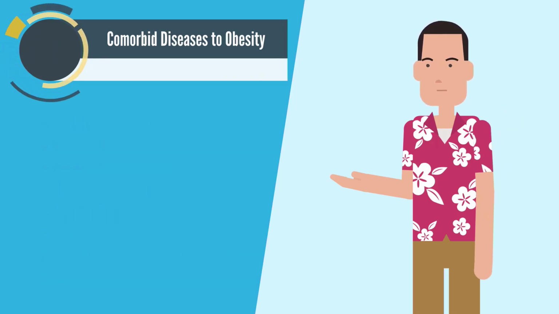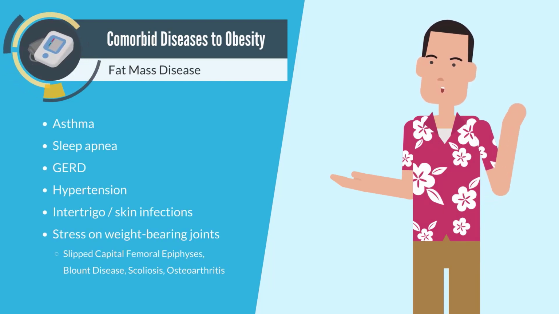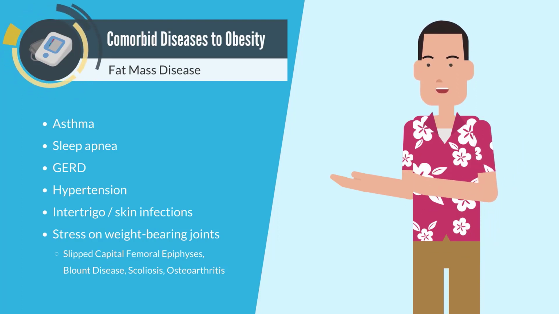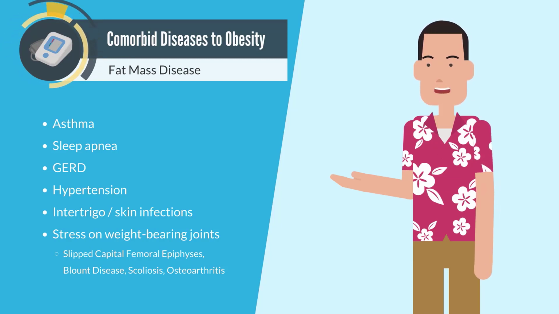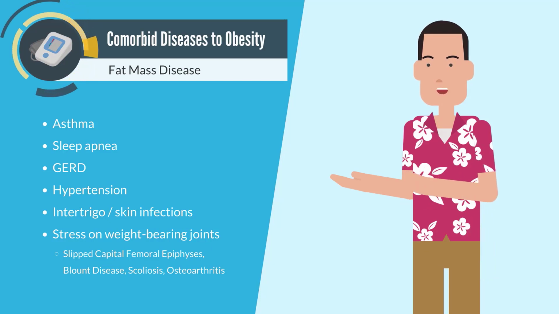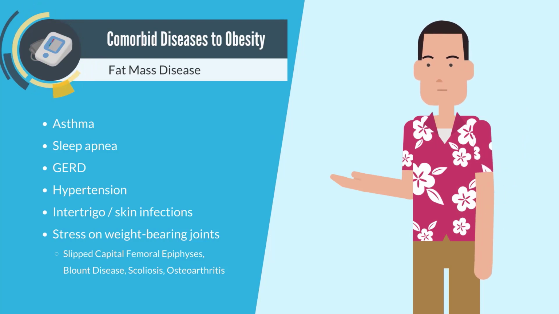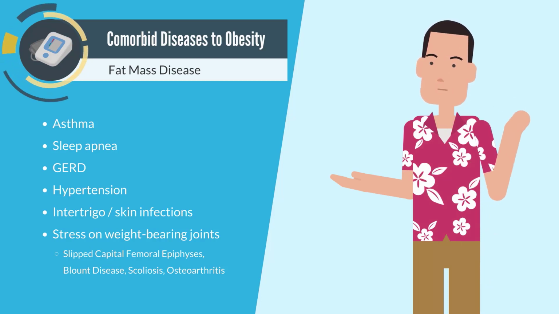kinds of cancer. The second bucket of diseases that can accompany obesity can also be influenced by fat mass disease, the wear and tear over time or compression of tissues that can affect normal anatomy and physiology. Examples in this category include asthma, sleep apnea, GERD, hypertension, intertrigo, and increased stress over time on weight-bearing joints, which can lead to pediatric conditions such as slipped capital femoral epiphyses, Blount disease, scoliosis, and osteoarthritis seen in adults.